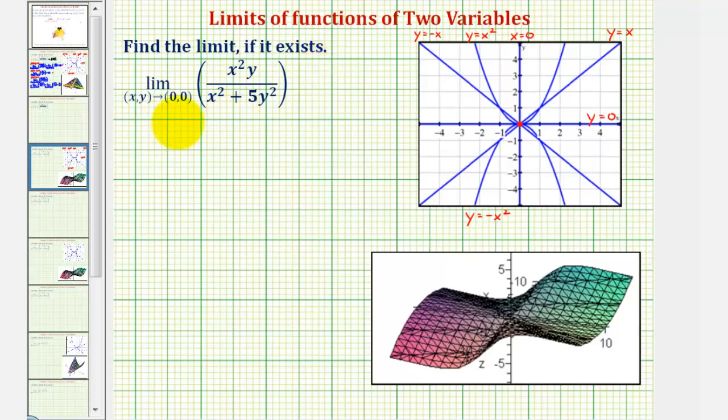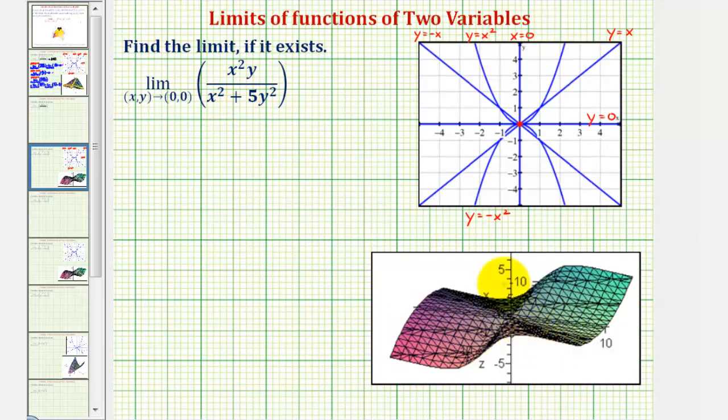So we already noticed we cannot perform direct substitution because if we did, we'd have the indeterminate form of 0 divided by 0. It's often helpful to analyze the graph of the surface if you do have three-dimensional graphing software available. I provided the graph of our function here.